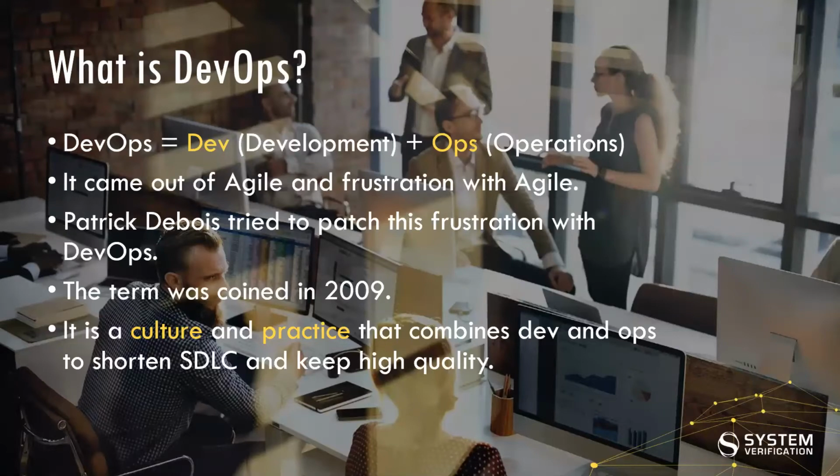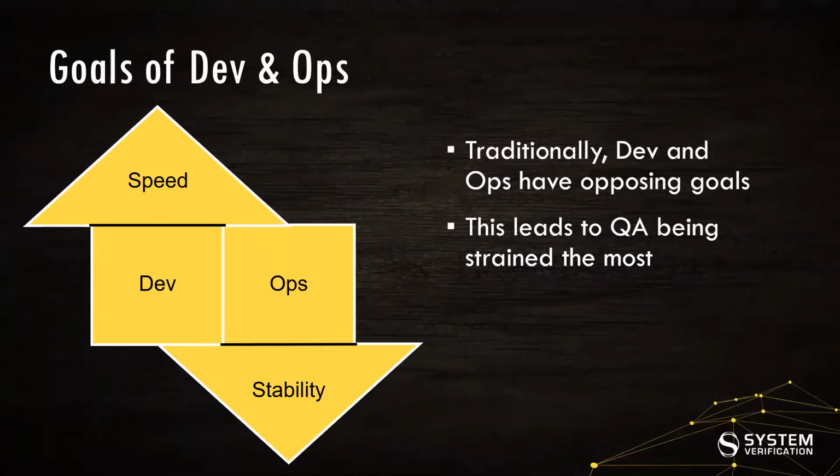So in short, it is a culture and practice that combines dev and ops to shorten the software development lifecycle and at the same time keep high quality. So the problem with this is that there are different goals of developers and operations.